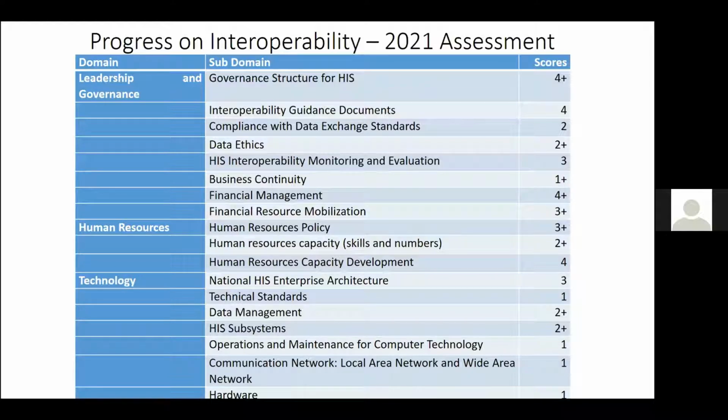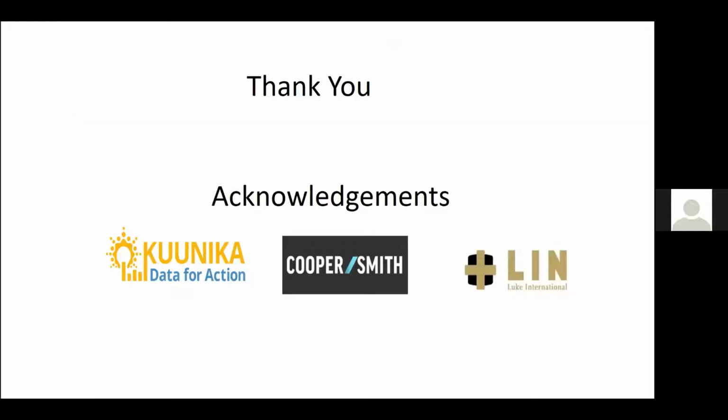You can see we have scored as much as 4 in some of these, but you also notice that we have a lot of ones and twos, meaning that we have a long way to go in order to have a complete interoperability architecture. But the key thing is that we have made progress, and we are making good progress. Hopefully in the next few years or so, we'll have a complete architecture.